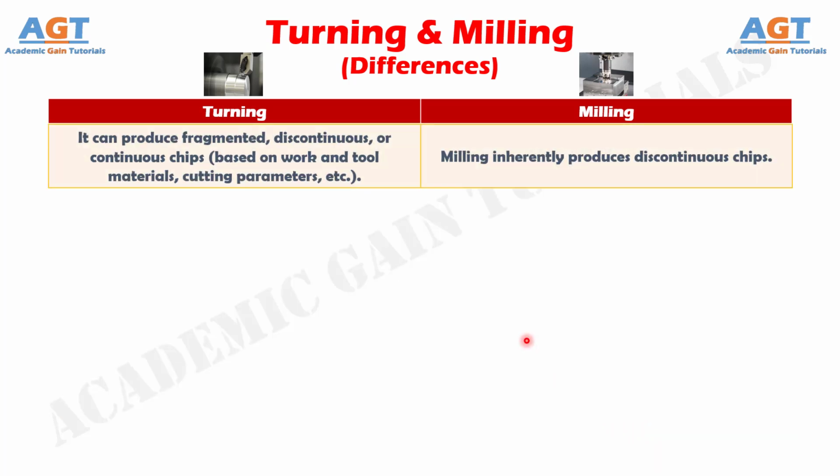And, difference number 7, turning can produce fragmented, discontinuous, or continuous chips, based on work and tool materials, cutting parameters, etc., whereas, milling inherently produces discontinuous chips.